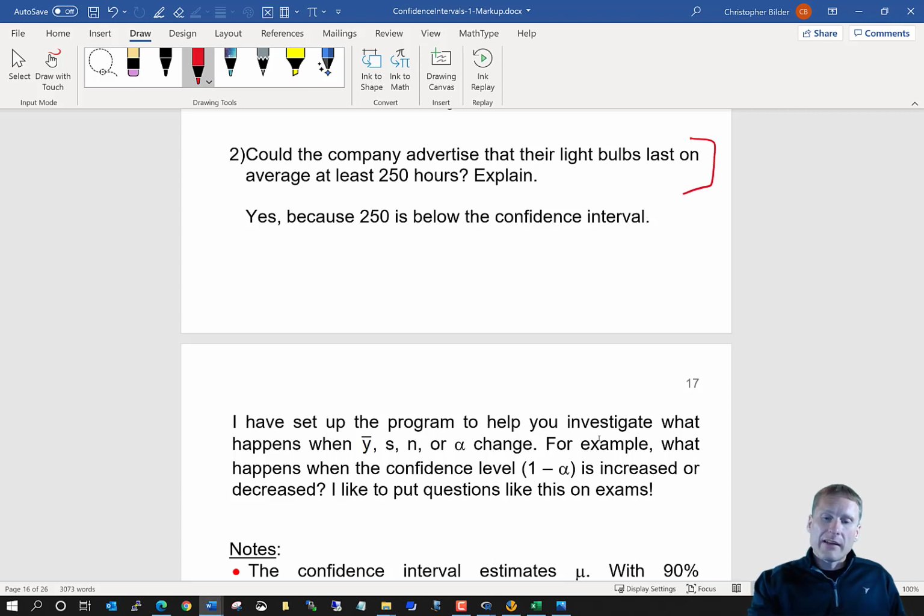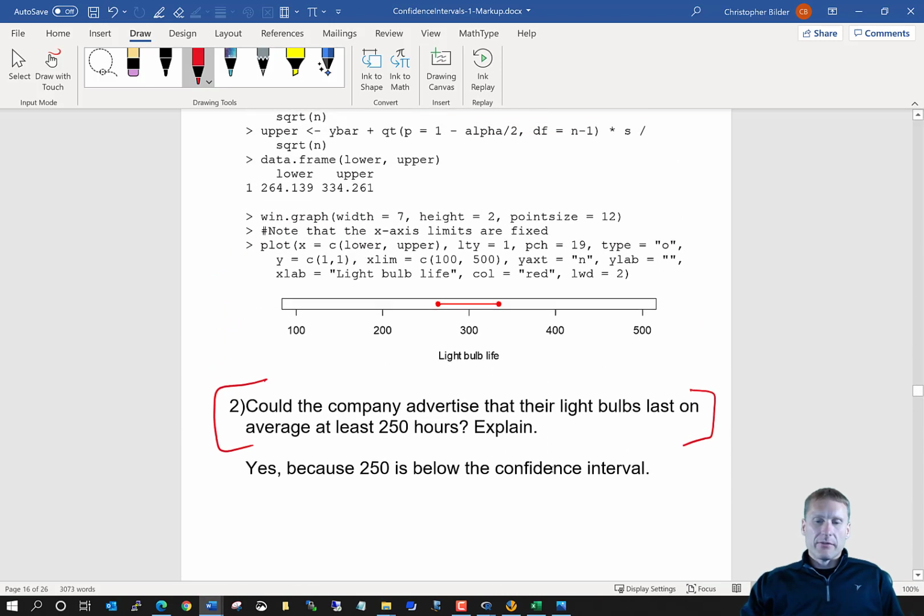Generally speaking, on a test or other graded assessment, I will always like to put an additional question beyond doing the calculation, one that involves you needing to interpret that interval in some way. So the question is, could the company advertise that their light bulbs last on average 250 hours? Explain. Well, let's look back here.